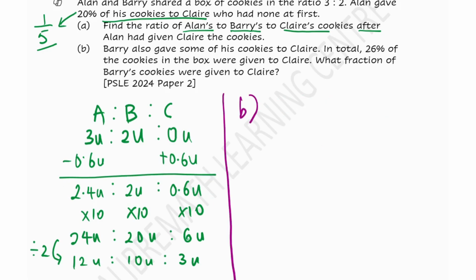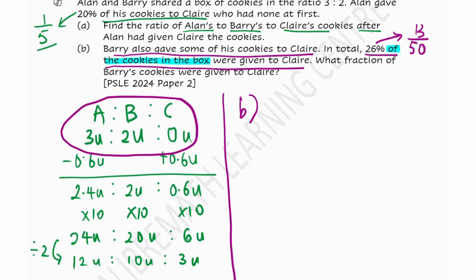For part B, Barry gave some of his cookies to Claire. As a result, 26% of the cookies in the box were given to Claire. So let's convert the 26% to a fraction, and that gives us 13 out of 50. 26% of the cookies in the box refers to the total number of cookies in the box at first, which can be found by looking at our initial ratio here. So let's indicate the total at first. 3 units plus 2 units, and that gives us 5 units. 13 out of 50 of the cookies in the box will mean that we need to find 13 out of 50 of 5 units. That works out to be 1.3 units.